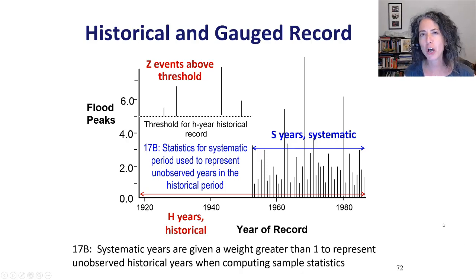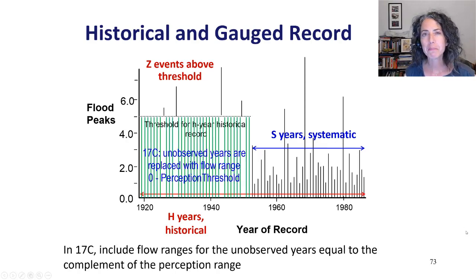And the way that was done was to give higher weights to the systematic years within the computation of the moments. And so their influence would stretch across the historical period. And then the historical events would have each a weight of 1. Right? This was called the weighted moments algorithm. The way 17C handles the same situation is that each of the unobserved years is replaced with an interval from 0 up to the known threshold.